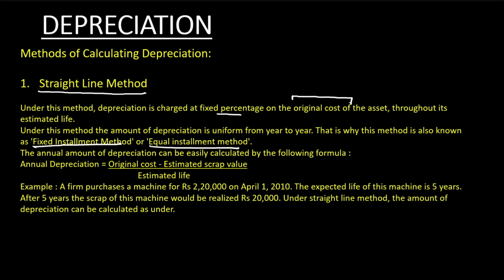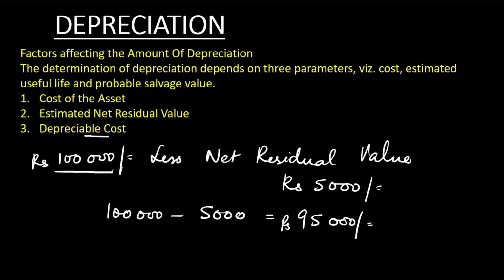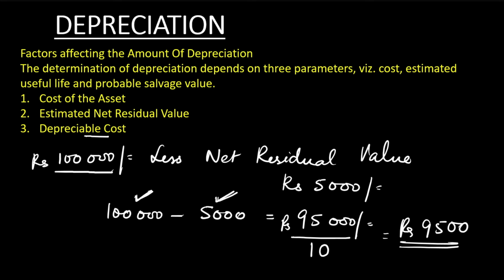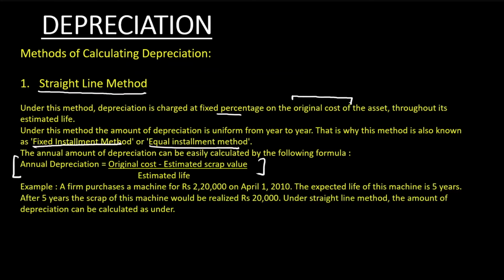The annual amount of depreciation can be easily calculated by the formula. This is the formula we use to charge depreciation using the straight line method: original cost minus estimated scrap value divided by estimated life. In this, we had the original cost less the scrap value, and this is going to be 10 years, so I will divide by 10. I get rupees 9,500 as the amount to be depreciated every year. The machine will be charged with 9,500 rupees.